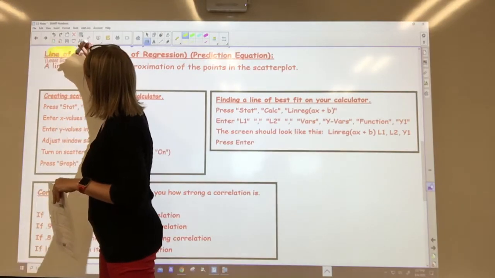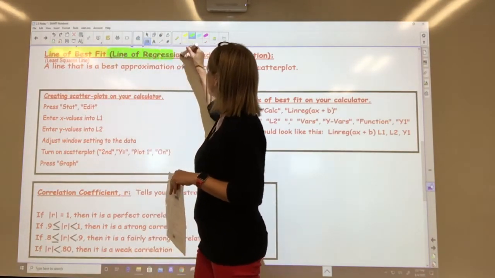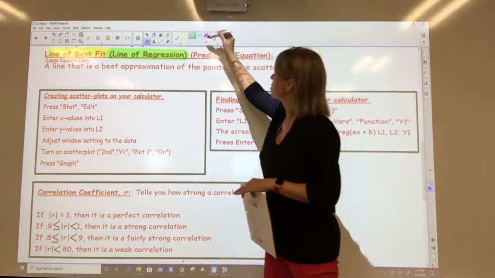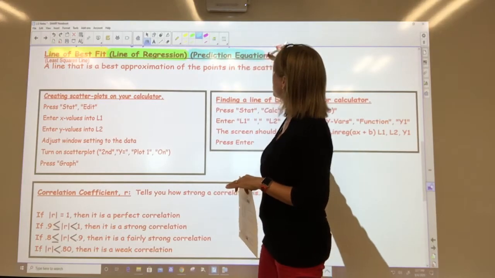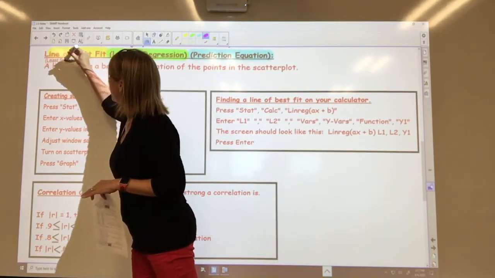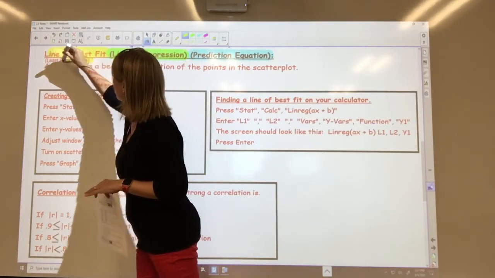So line of best fit is one phrase. You also could hear linear regression or line of regression. Sometimes it's referred to as a prediction equation. Also, it could be called a least squares line. Okay, a least squares line there.